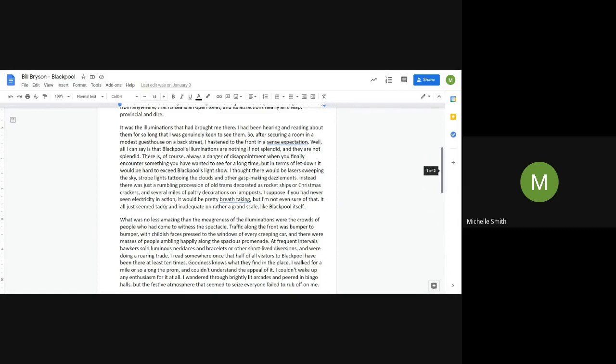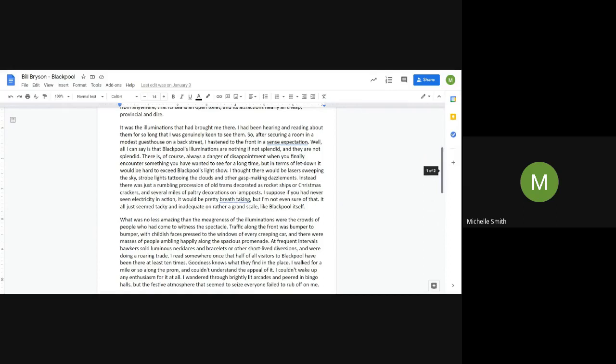I thought there would be lasers sweeping the sky, strobe lights tattooing the clouds, and other gasp-making dazzlements. Instead, there was just a rumbling procession of old trams decorated as rocket ships or Christmas crackers, and several miles of paltry decorations on lampposts. I suppose if you had never seen electricity in action, it would be pretty breathtaking, but I'm not even sure of that. It all just seemed tacky and inadequate on a rather grand scale, like Blackpool itself.